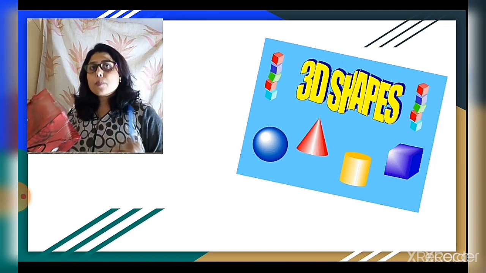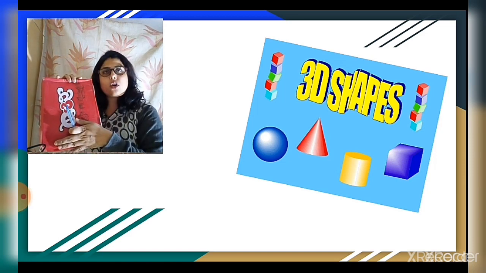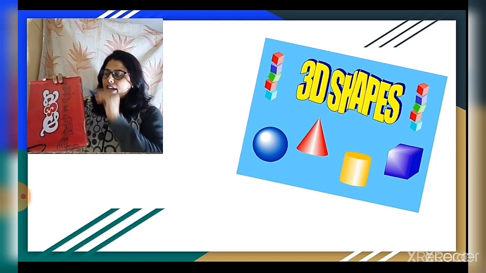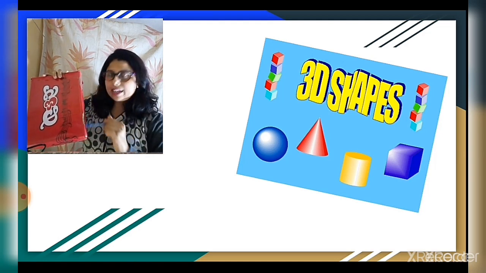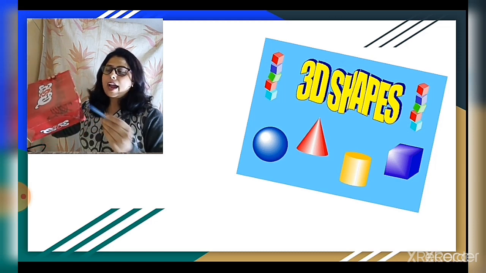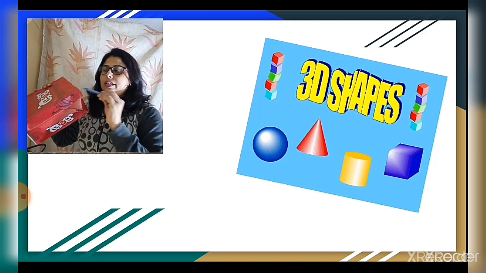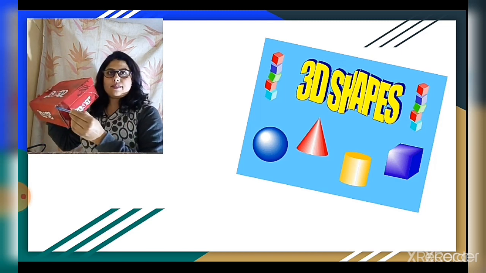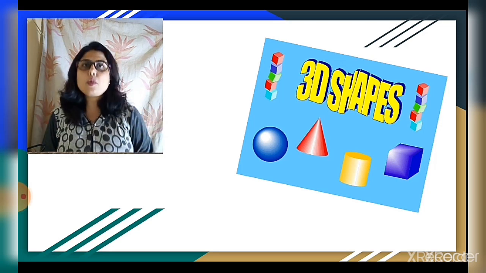So the main three properties of 3D shapes are what? The flat surface, which is called faces; where two faces meet, that line segment is called edges; and where two or more line segments meet together, it is called vertices. So this was about the main properties of 3D shapes.